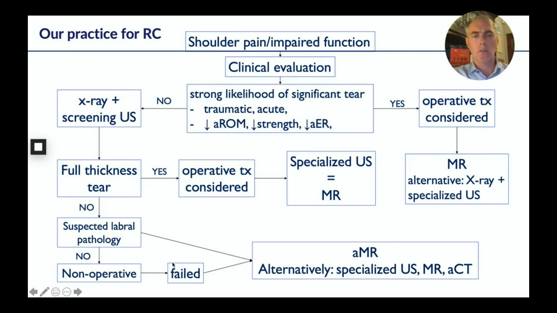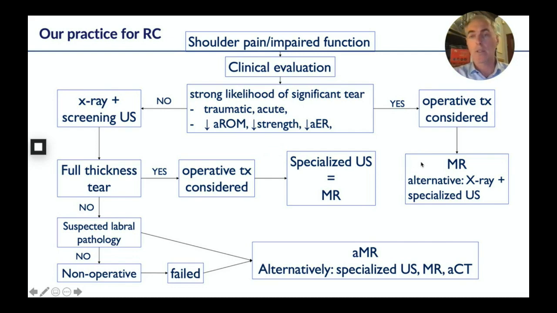If it fails, or the patient has a probability of other pathologies, then I would go for the arthro-MRI or alternatively a specialized ultrasound scan or MRI. If, however, I see a full thickness tear on my ultrasound scan that I do myself and I consider the patient for surgery, then I would go for evaluation with the specialized ultrasound scan or MRI. If at the very beginning the patient has a strong likelihood of a significant tear, and I consider that the patient may need surgery, then I send the patient for the MRI.